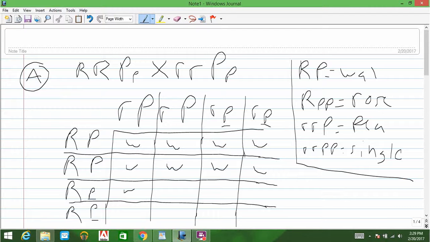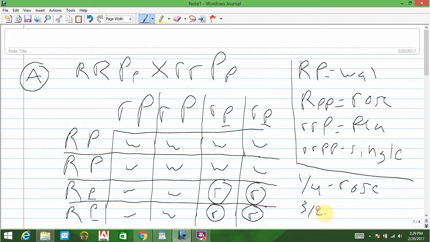Okay, and then these first two are going to be walnut. But then these last two are going to be rose, because you're going to have recessive peas on both of these ones, and then same thing on this bottom row. So on this one, you've just got 4 roses, and the rest are going to be walnuts. So that's going to be 1/4 rose and 3/4 walnut. All right.